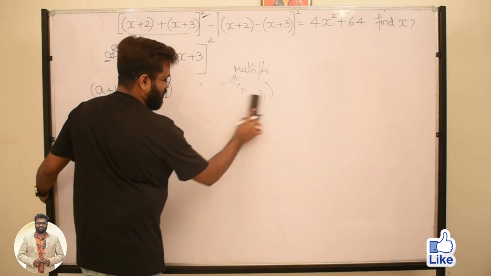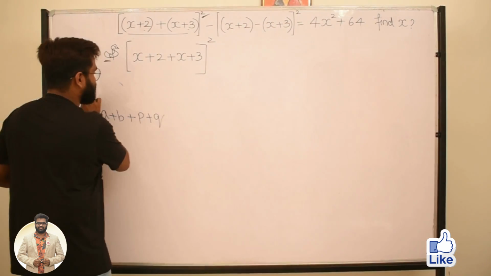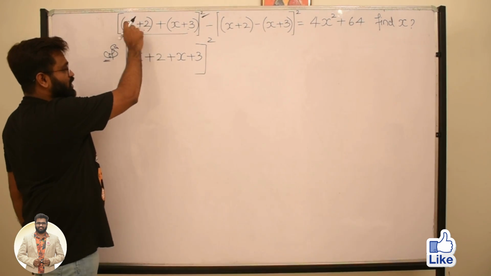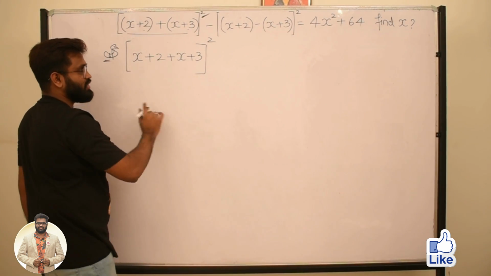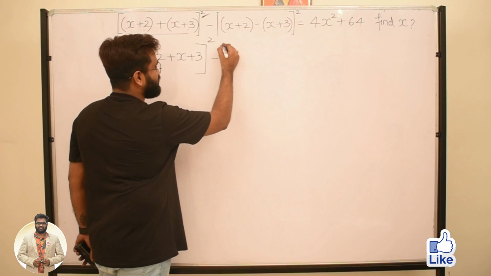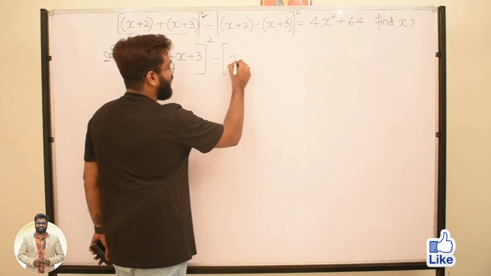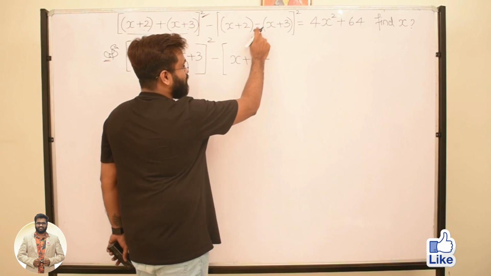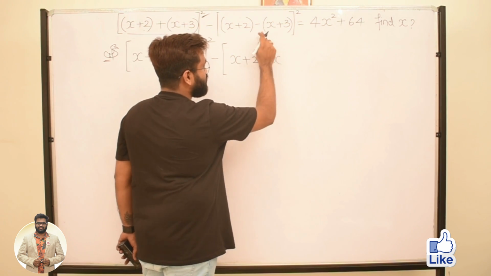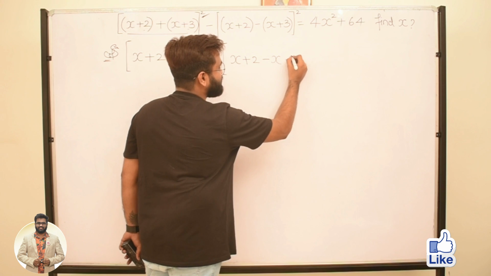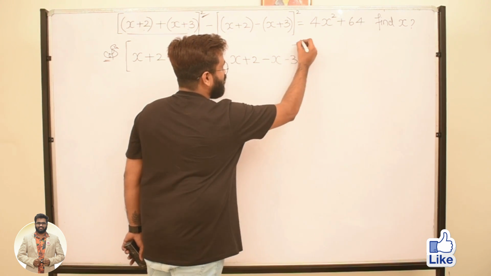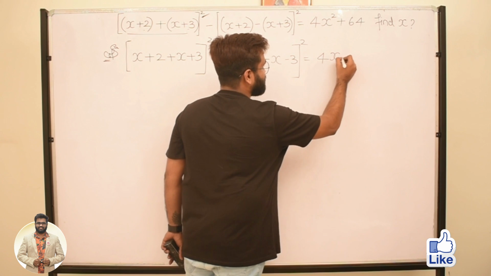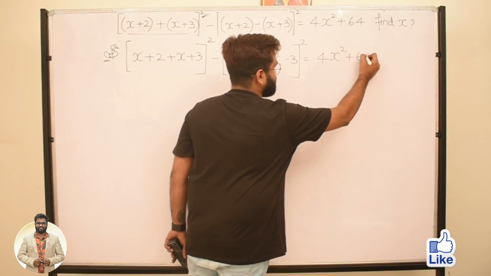So in this problem, we have the relationship as addition, so I have simplified it easily. I have removed the common brackets and simplified this. Similarly, doing this, I will get the same thing: (x + 2 − x + 3)² is equal to 4x² + 64.